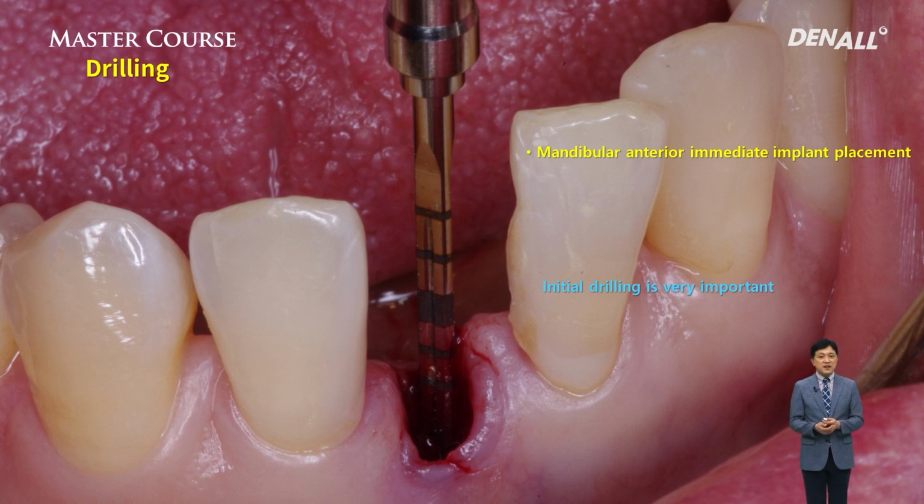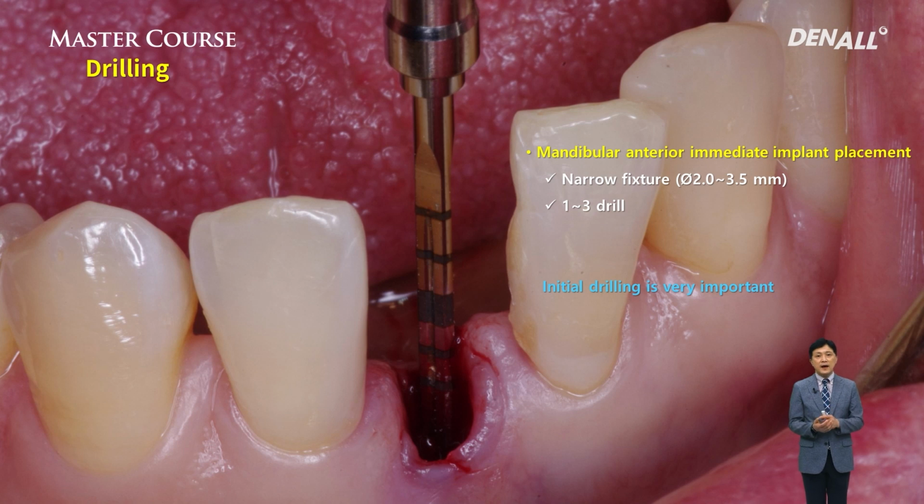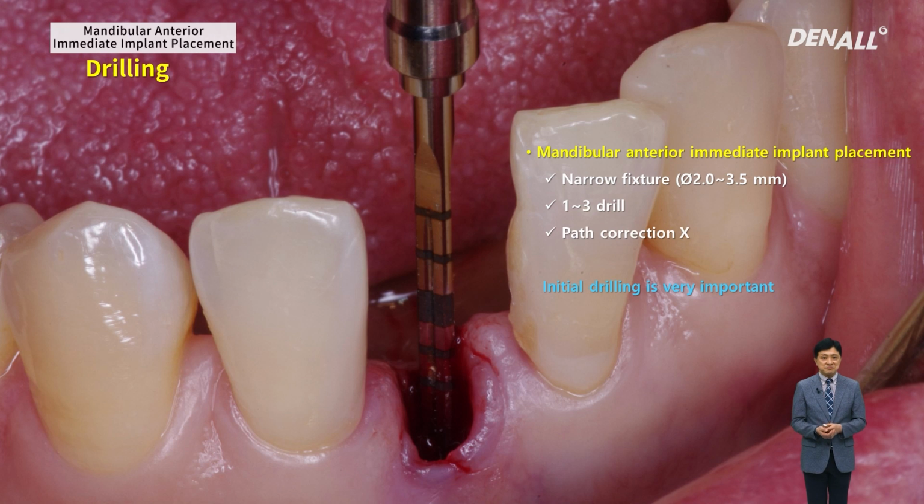Next, drilling. In the mandibular anterior region, there are characteristics of drilling in the lower anterior. First, we need to use narrow implants. Normally, we use 2 millimeter to 3.5 millimeter diameter MS implants there, and we use 3 millimeter or 3.5 millimeter TS implants. That means to complete the drilling hole, just one-step drilling or up to 3-step drilling is needed. That means there's no room for path correction.